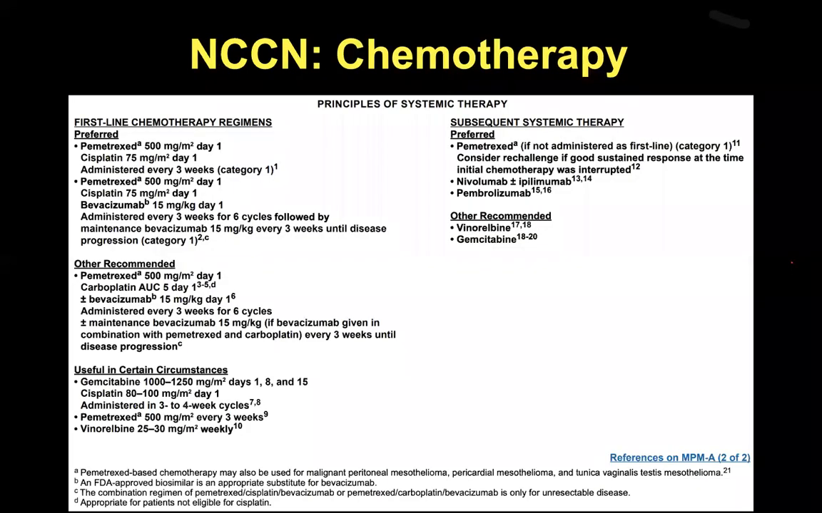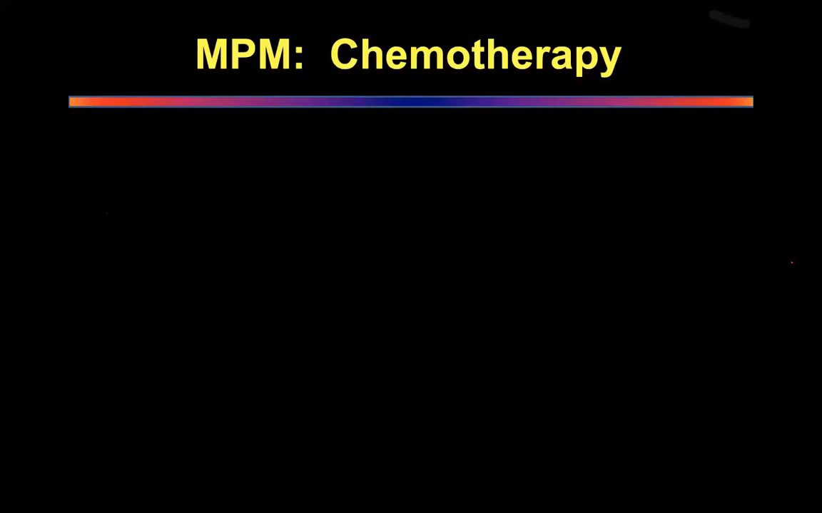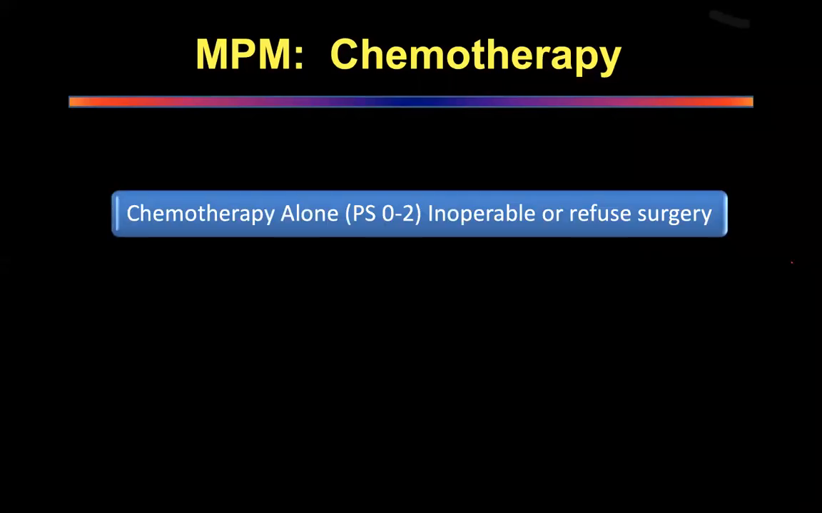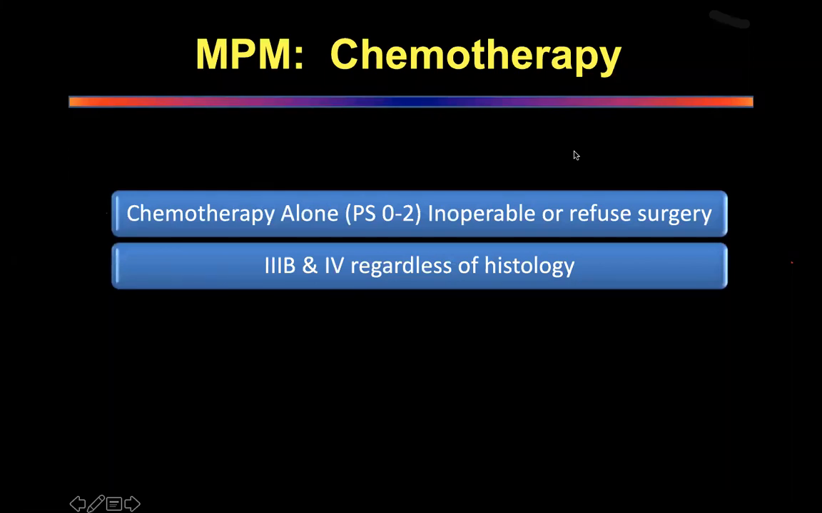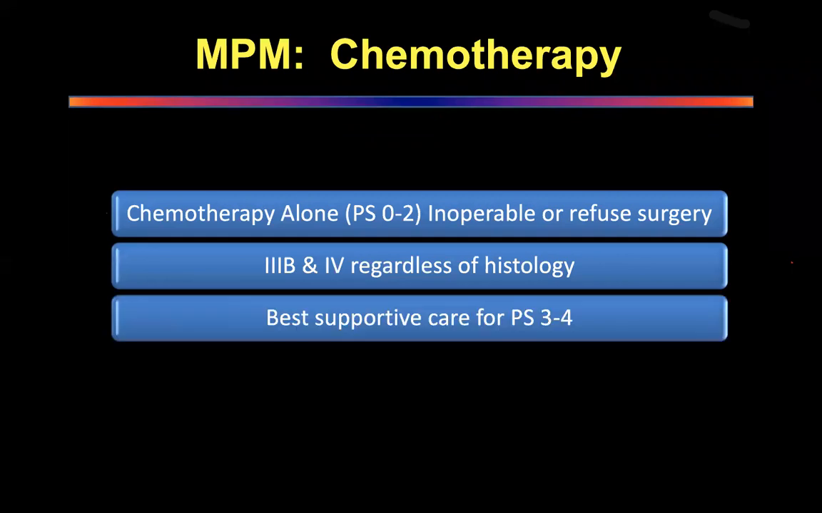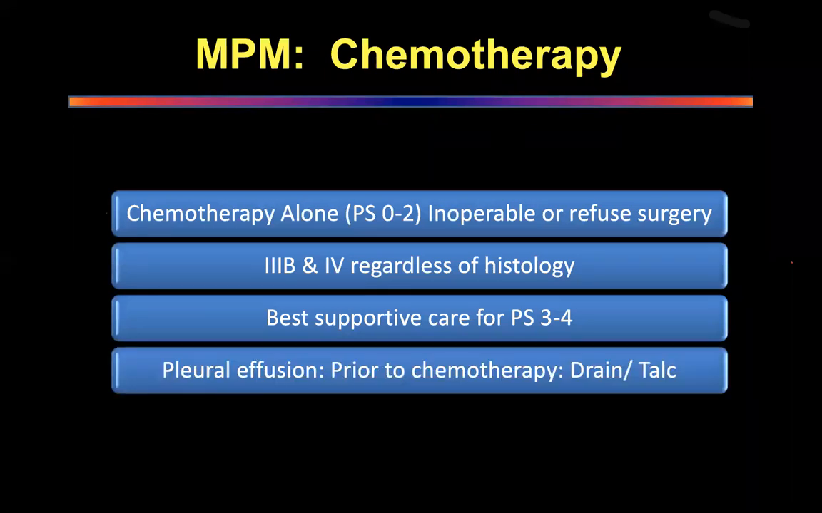So I'm not going to go through all of this, but what I'll tell you is the highlights of that chart. Chemotherapy alone can be offered in an inoperable patient, but good performance status, or patients who refuse surgery. We've said this before. Chemotherapy works for 3B or 4, regardless of histology. It doesn't matter, you can offer it. It may be a best supportive care for PS3 and 4, but you don't give high dose chemotherapy. You just give palliative chemotherapy, enough to keep the symptoms of the patient under control.